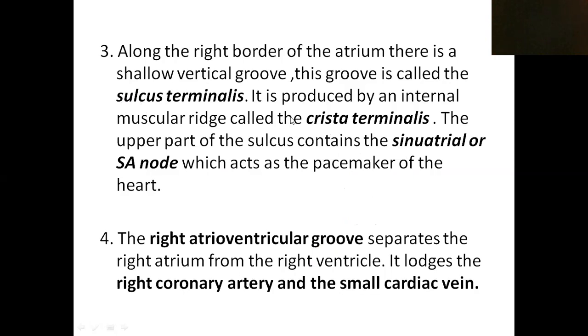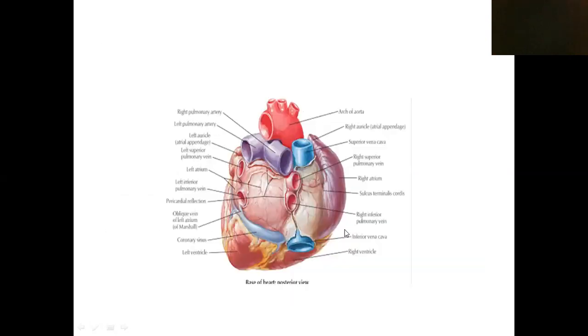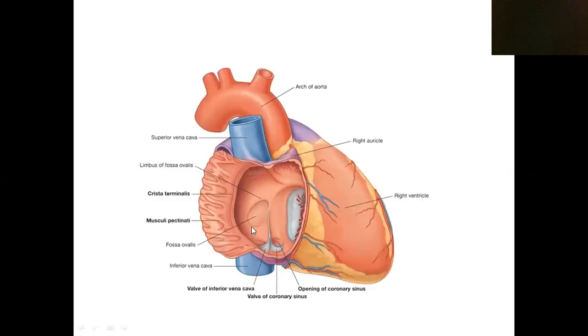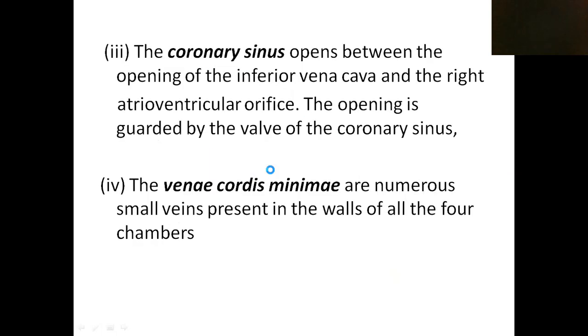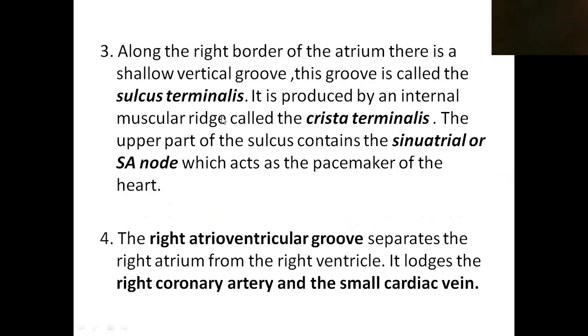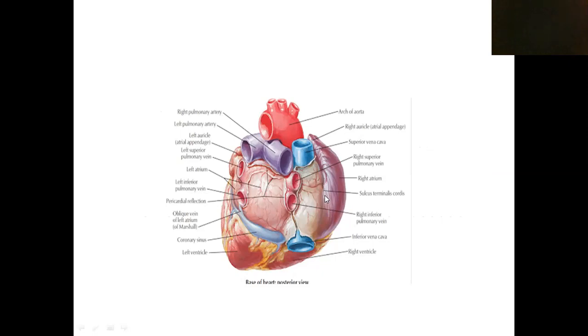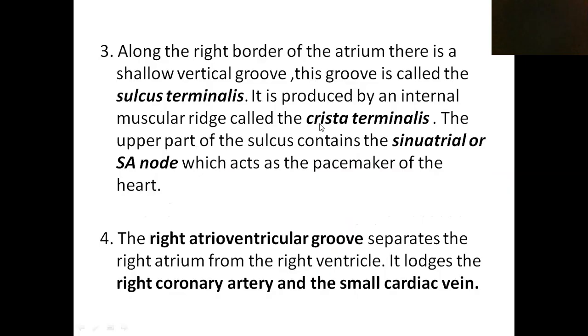What is the importance of this sulcus terminalis? If you check the interior of this atrium, corresponding to the sulcus terminalis, we can see a ridge known as the crista terminalis. I will show you here. This is the opened atrium, and this thick ridge is known as the crista terminalis. The ridge corresponding to the sulcus terminalis, on the inside, is the crista terminalis.